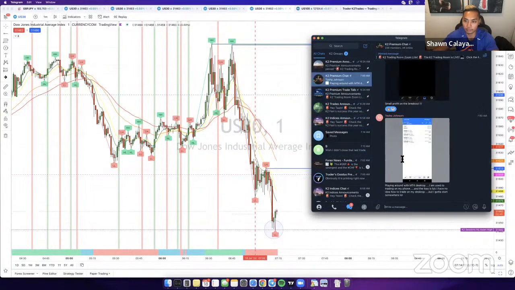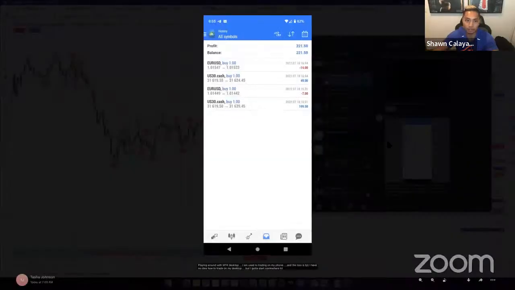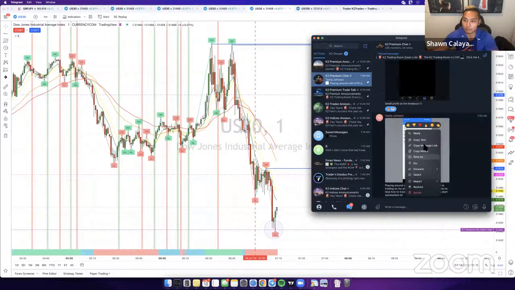I think that's it for right now. Tasha over here said playing around with MT4 desktop. Used to train on her phone. Lost it because I have no idea how to trade on the desktop, but I got to start somewhere. So Tasha over here is trying to test out the desktop version of MT4, locking a total profit of 221. Nice work, Tasha.